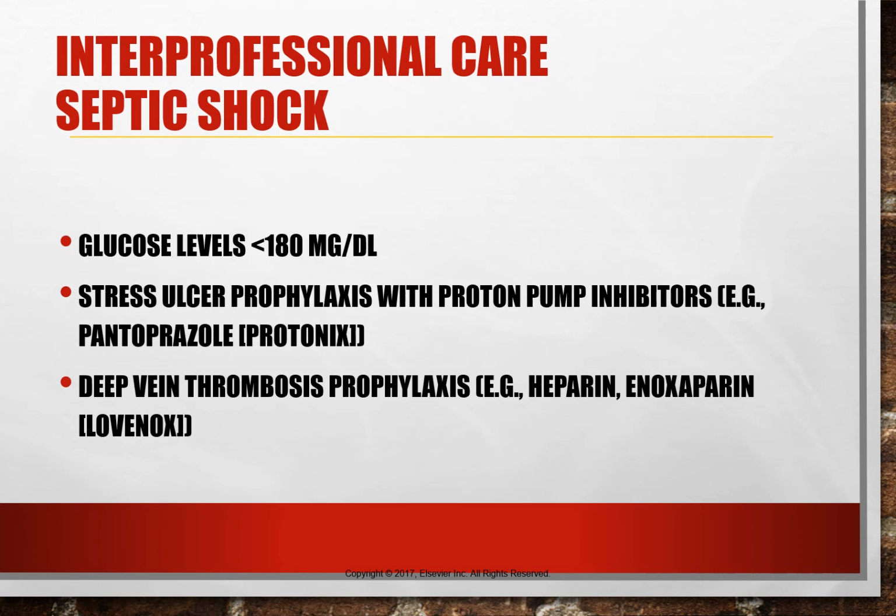Okay, glucose levels, we want them less than 180, but not below 140. Reason being, we want to keep it slightly elevated because that glucose is helping the body do some work. Stress ulcer prophylaxis, we're going to give that Protonix, and then DVT prophylaxis as well.